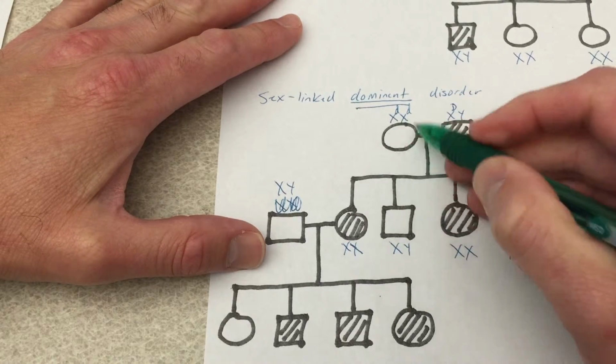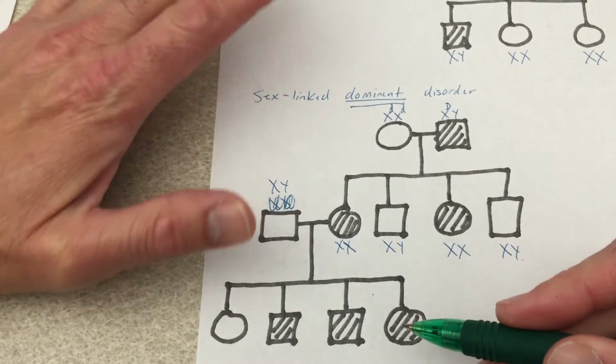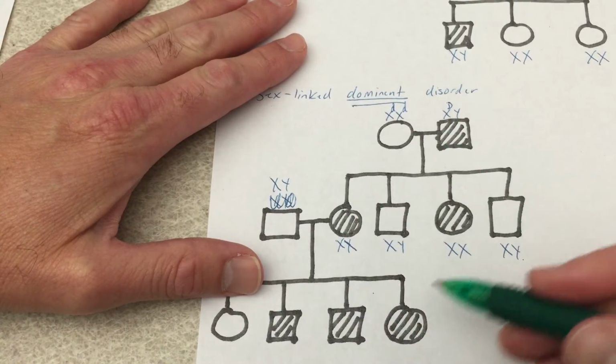She is phenotypically normal. So for as many of these other children as you possibly can, I want you to finish the rest of this pedigree.